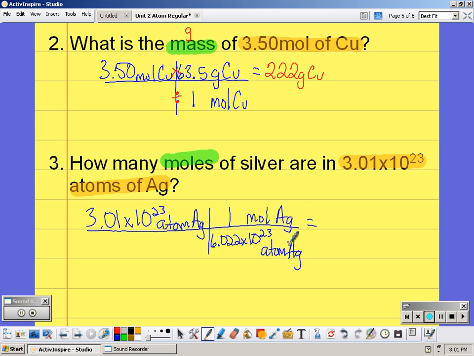Again, we're going to multiply the top, divide on the bottom. Make sure that you use that special button when you do your times 10. So in your calculators, 3.01, special button 23, times 1 divided by 6.022, special button 23. We would want 3 significant figures, so it would be 0.500 moles of silver.